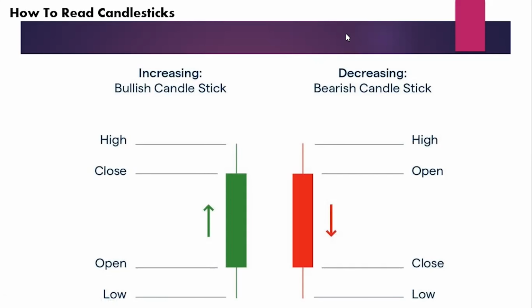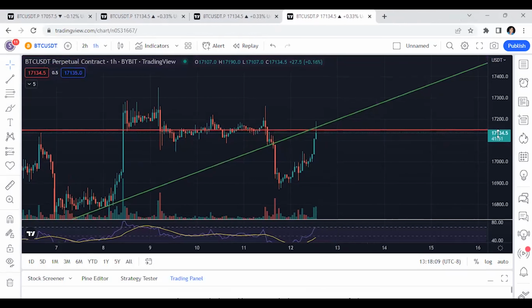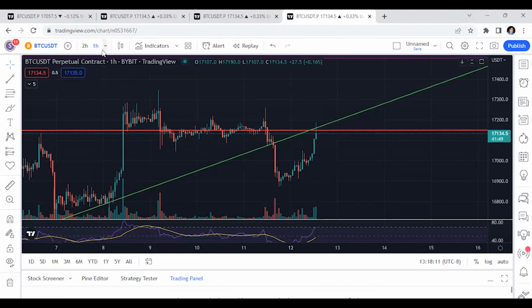Let me go back to the chart here. All right, so if I go back to this chart here on TradingView, okay, you'll see here at the top, it says 1H, okay? That is the time frame of this chart that I'm looking at, okay? So this is the 1 hour time frame. And this basically means that every one of these candlesticks that I'm looking at right now represent 1 hour. So this candlestick is 1 hour of trading. This one is 1 hour.